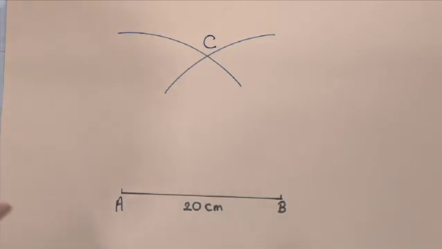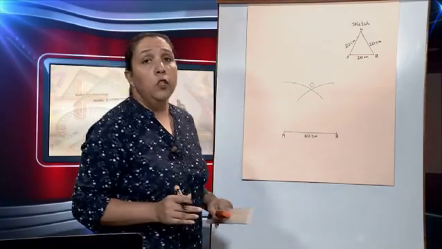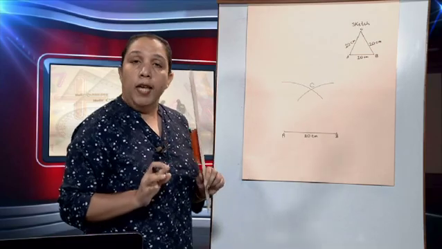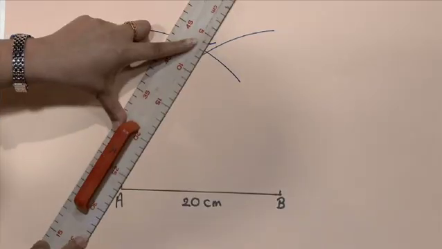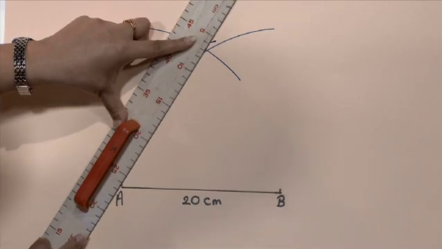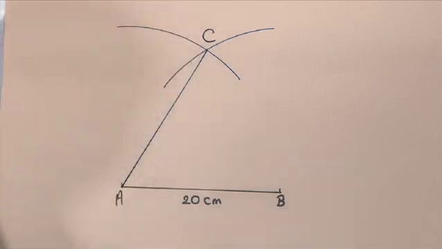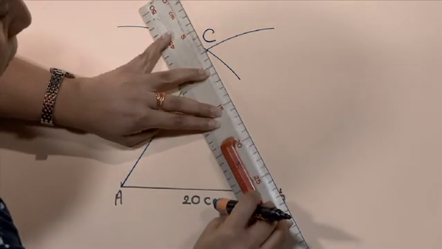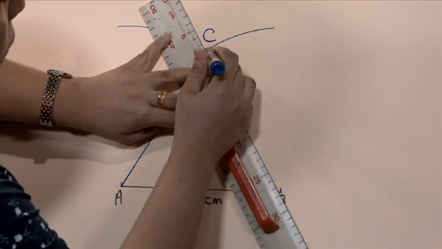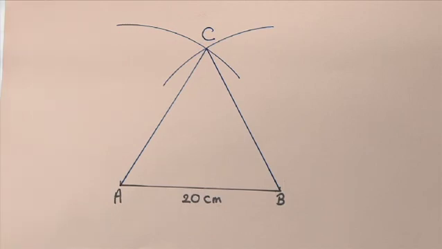Are we done? No. Why? Because we need to construct the triangle. So, what do you need to do now? You take your ruler, you will join the points A to C, so the intersection to the point A, and then B to C. Remember, C is the point of intersection. That's it.